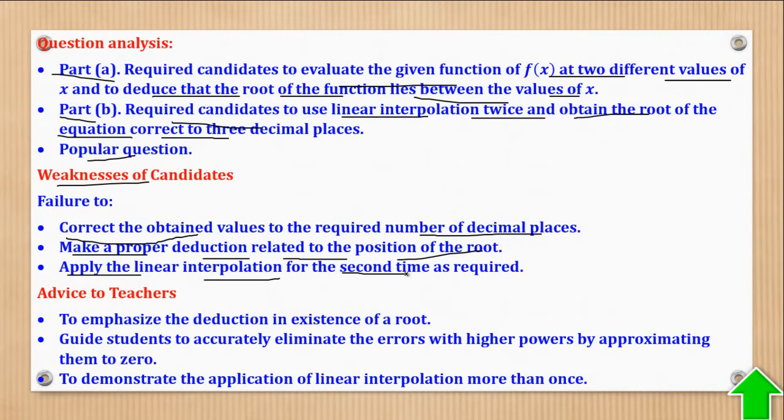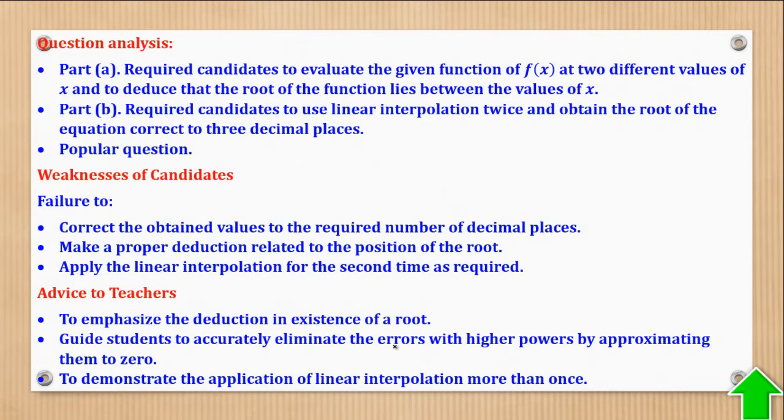Most of the students are used to using linear interpolation to get the initial approximation, but this time it was being used to get a better approximation. Then advice to teachers: emphasize the deduction in existence of a root. How do you deduce? There should be a change of sign. Then guide students to accurately eliminate errors with higher powers in approximating to zero. Then teachers should demonstrate the application of linear interpolation more than once.